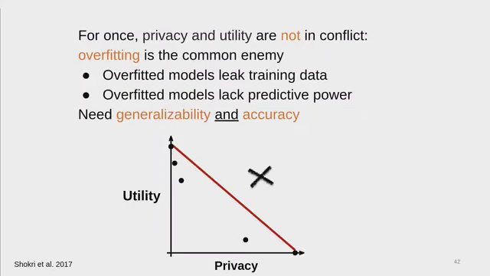To improve, we need to reduce the overfitting. Overfitted models leak training data because they are overfitting to certain samples, but they also lack predictive power. So the solution would be to increase the granularity of the underlying model to thereby reduce the overfitting, restricting how the attacker can actually get information.